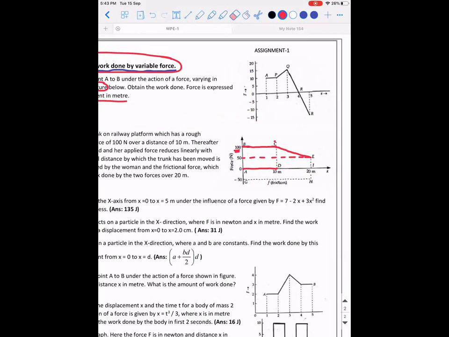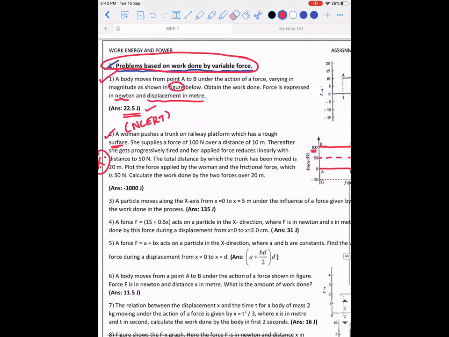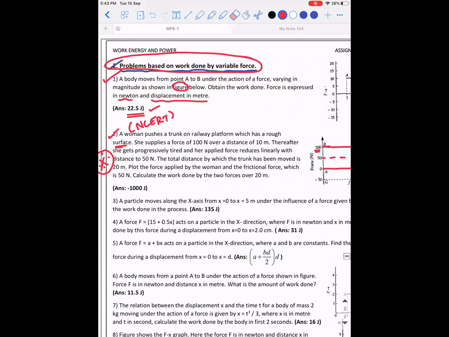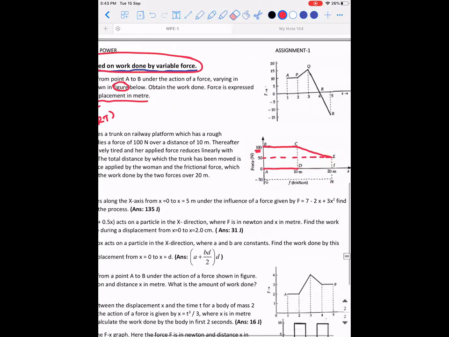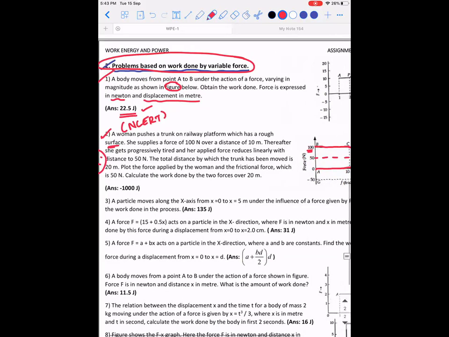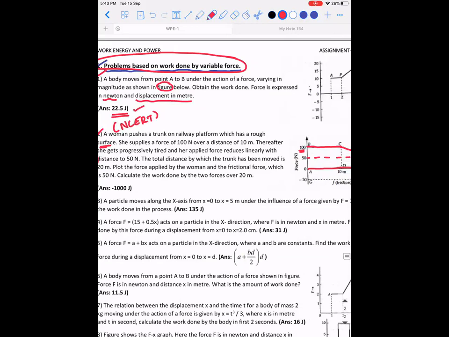Now what are they asking? The total distance by which the trunk has been moved is 20 meter. Plot the force applied by the woman and frictional force, which is 50 Newton. Calculate the work done by the two forces over 20 meter. I hope you guys are able to understand this point. In 20 meter, there are a lot of changes that are happening. From B to C, it is a constant force. From C to E, it is a variable force.